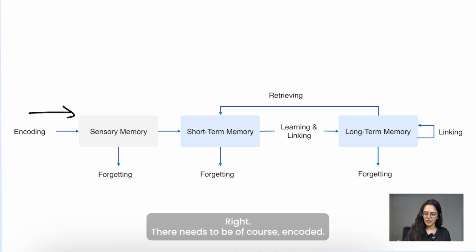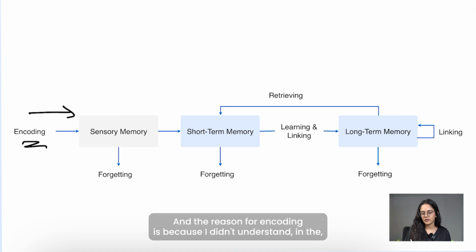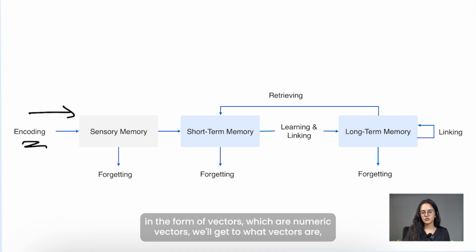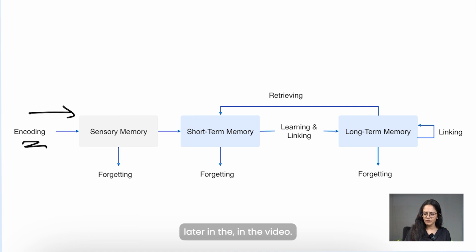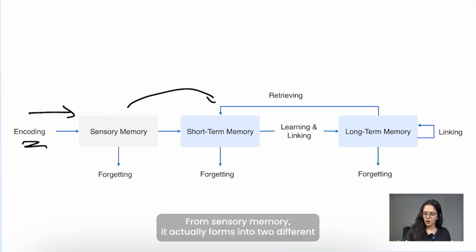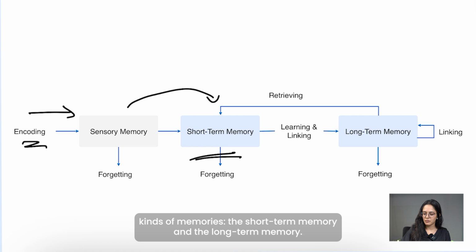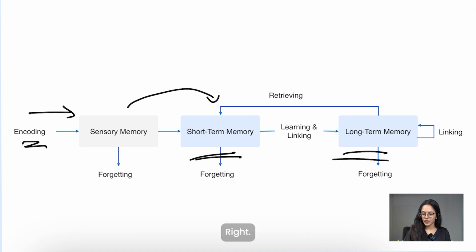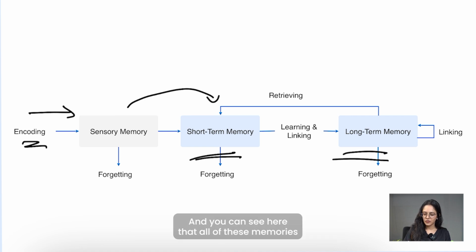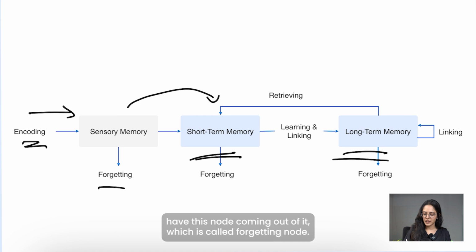They need to be encoded, and the reason for encoding is that LLMs understand numeric vectors. We'll get to what vectors are later in the video. From sensory memory, it forms two different kinds of memories: short-term memory and long-term memory. You can see here that all of these memories have a node coming out of them, called the forgetting node. Again, we'll dive deeper into what exactly forgetting is.